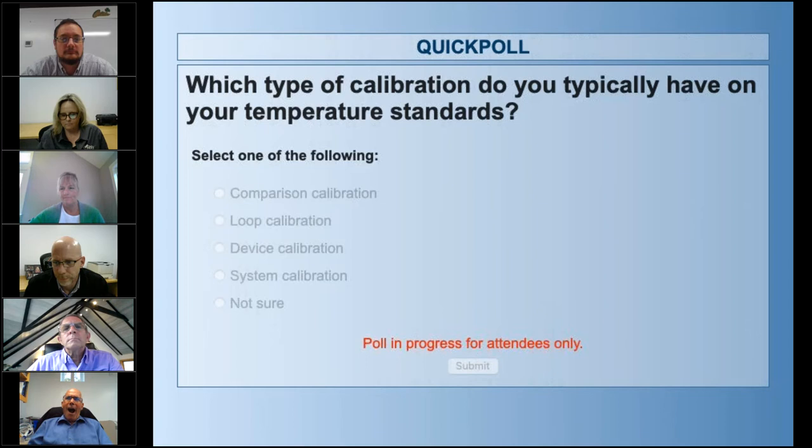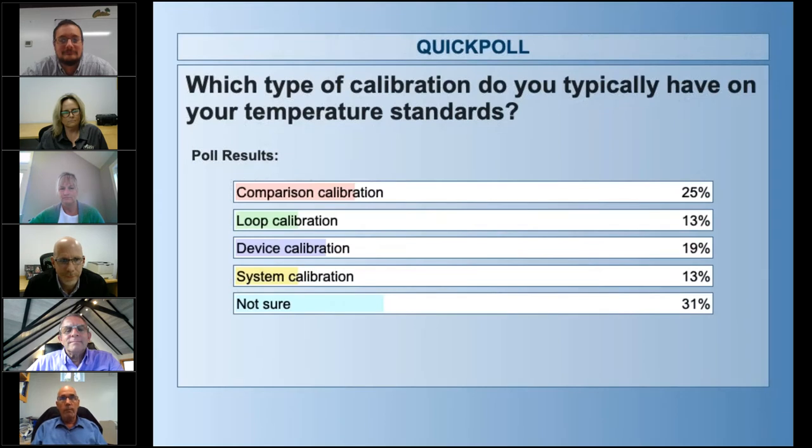We're asking you all these questions in polls. We might as well ask us some questions too. All right, two more seconds to answer. And check out these results.